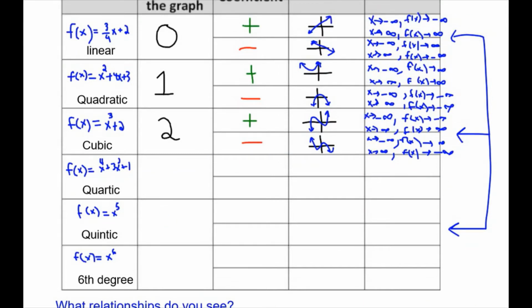So what do we fill in these charts? You can see the pattern. If this is linear, we have no turns. Quadratic has 1, cubic has 2, so quartic will have 3. Quintic will have 4 turns in its graph, and a 6th-degree polynomial will have 5 turns in its graph. This pattern here is obviously just talking about positive and negative, so that's just to determine what the graph's going to look like.